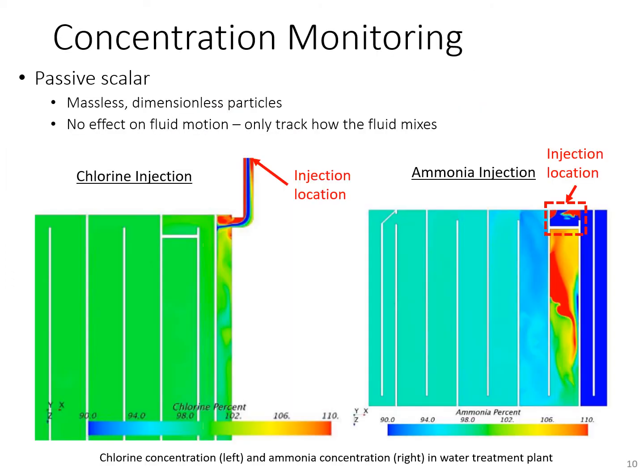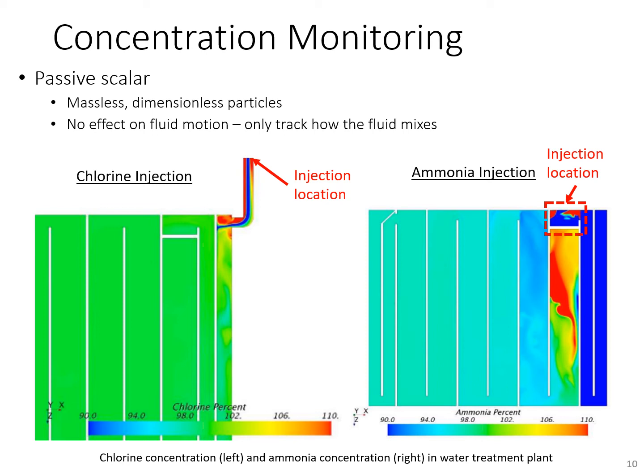Additionally, CFD has the capability to monitor the concentration of one liquid or gas in another liquid or gas as it is injected. This is done using passive scalars, which are essentially massless, dimensionless particles that are injected in one fluid stream and tracked along with that fluid stream as it mixes with another. The passive scalars are massless and dimensionless so that they do not have any effect on the fluid motion itself, but instead are simply a monitor of the concentration of one fluid in the presence of another.